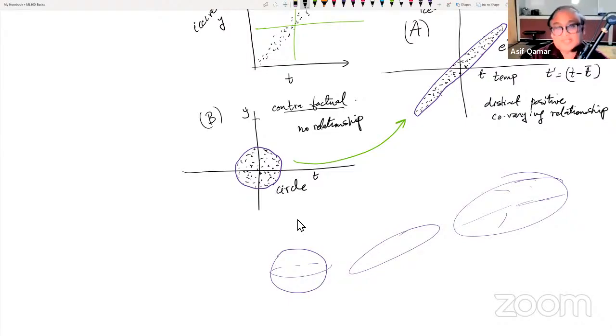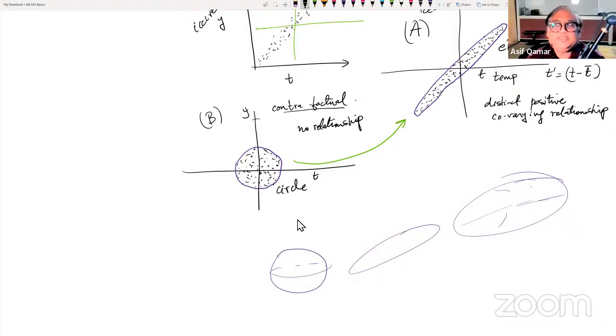The moment you convert a circle into an ellipse, the ellipse has structure. It shows a relationship between, for example, here, temperature and the ice cream sold, isn't it? Whereas a circular data, isotropic data, shows no relationship. The moment you compress or exert pressure on the circle and mold it into an ellipse, now there is a relationship. There is a correlation. Geometrically, guys, do you see this?